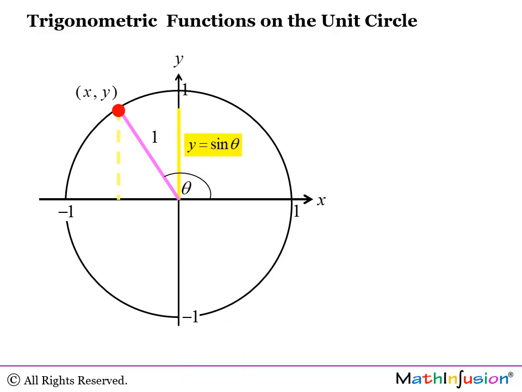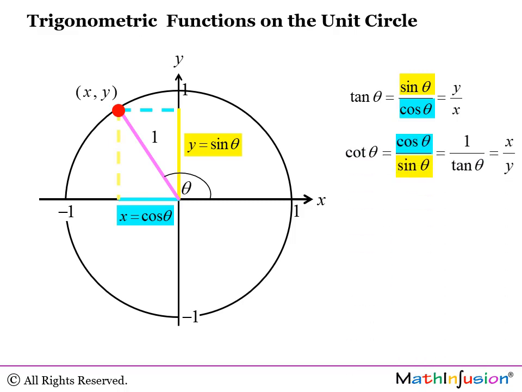We defined y to be sine of theta and x to be cosine theta. We are using those two building blocks of the trigonometric functions to have the additional 4 others. Tangent theta is sine theta over cosine theta, which is also y over x.